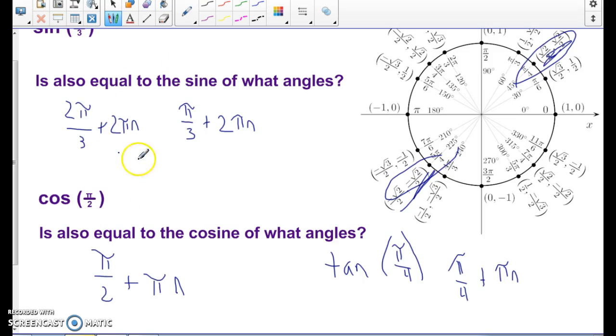Hint, sine and cosines tend to be 2 pi n, tend to be, but again there are exceptions, and tangents tend to be every pi n. That's it for our background information.